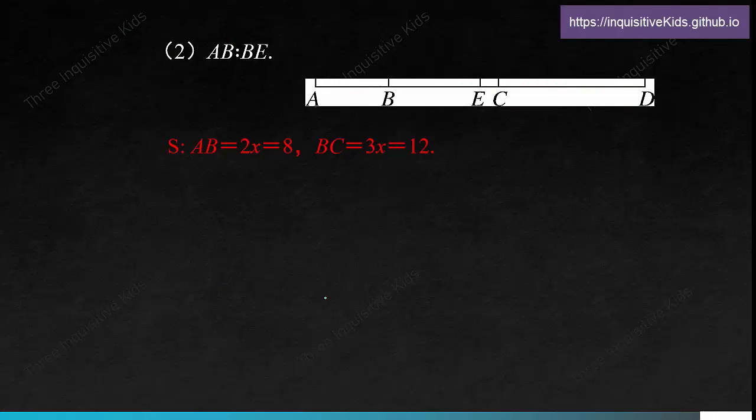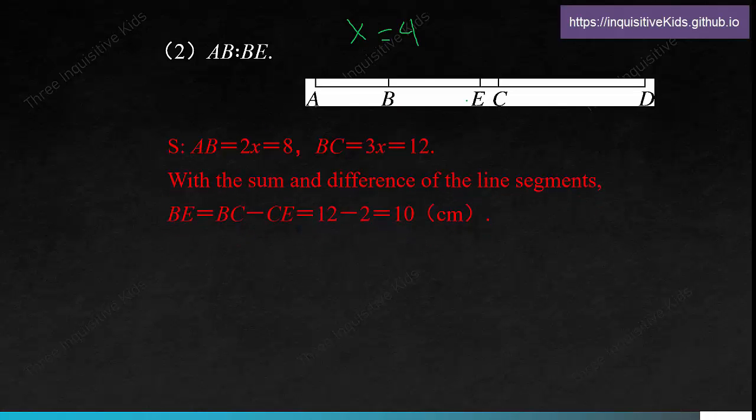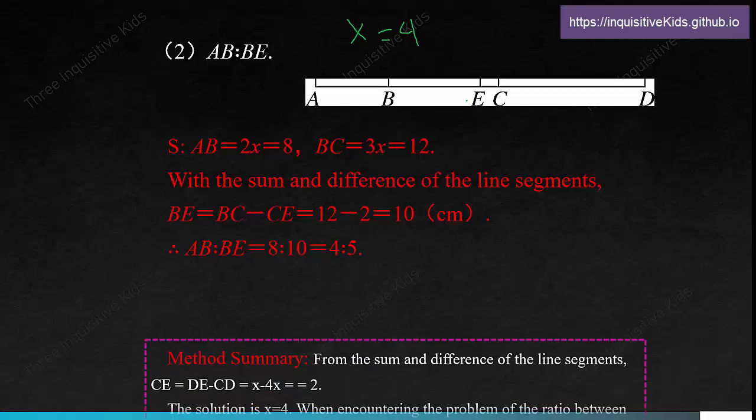That's our first one. Now we have AB to BE. The solution for that is AB is equal to 2x, which is equal to 8, and BC is equal to 3x, which is equal to 12. AB is equal to 2x, which is 8. Remember, x is equal to 4. And BC is equal to 12. So then, BE is equal to BC minus CE, which is equal to 12 minus 2, which is equal to 10 centimeters. So, AB to BE is equal to 8 to 10, which is equal to 4 to 5.